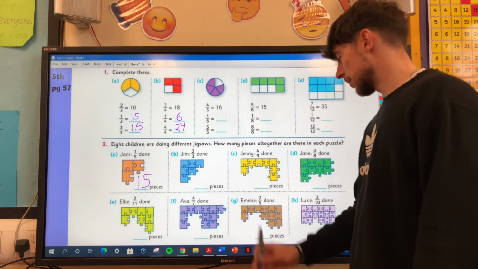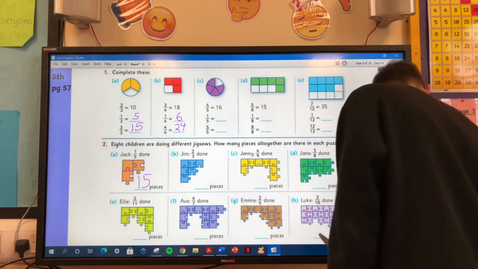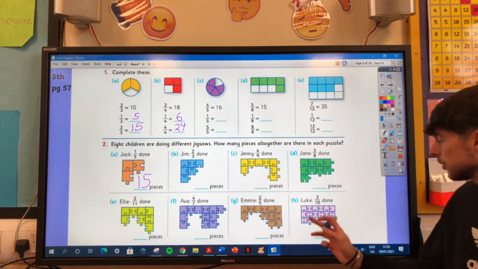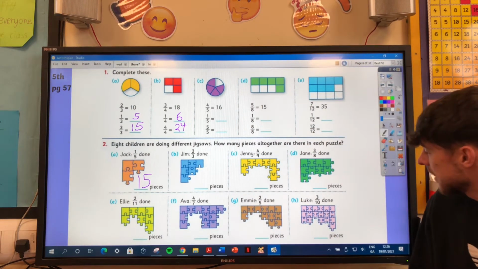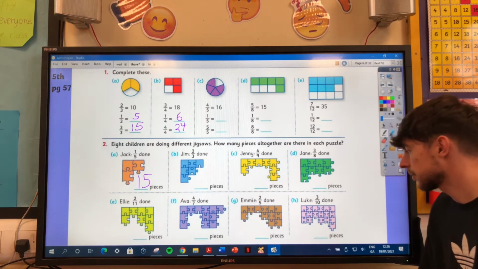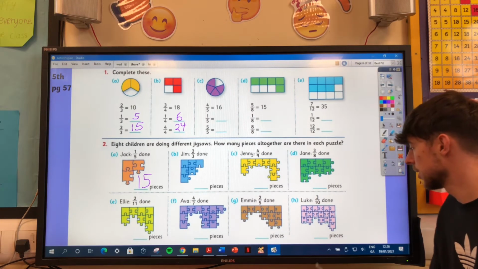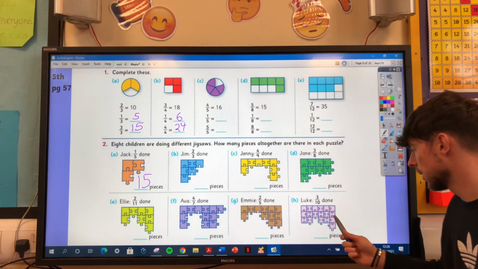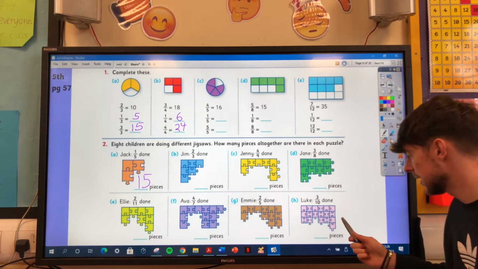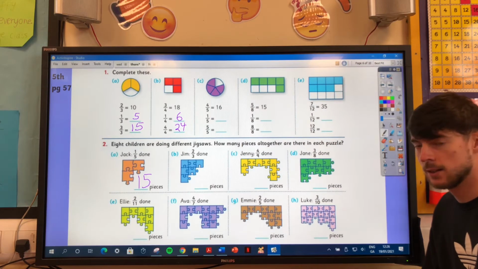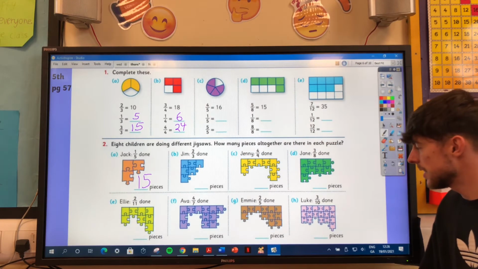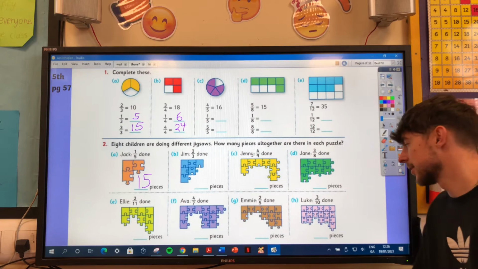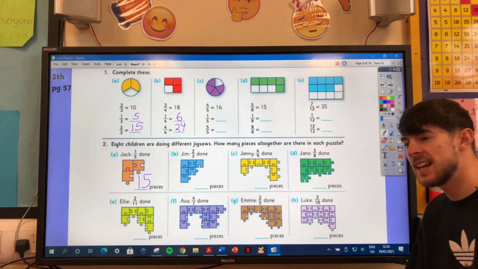Okay, so for example, this one, the last one, Luke. So Luke was doing a jigsaw, and he has 3/10 done. Now let's count how many pieces there is in this jigsaw. So there's 1, 2, 3, 4, 5, 6, so 12, 18. Okay, there's 18 pieces altogether, right? So 18 pieces, and he has 3/10 done. So how do we find 10/10?